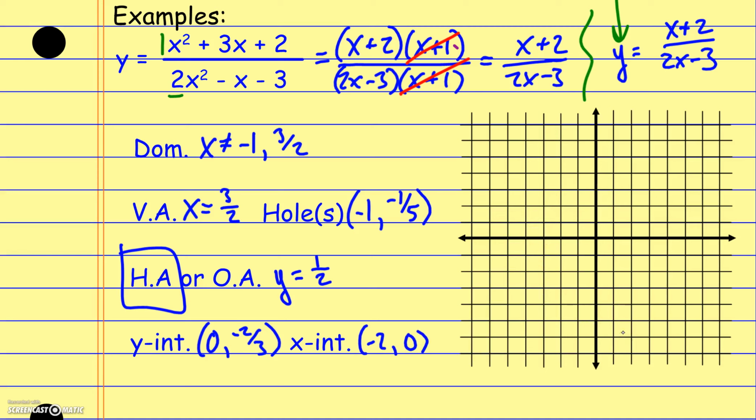All right? When we graph, you should always start with the asymptotes. So I'm always going to start with the vertical and horizontal asymptotes. So the vertical asymptote is at x equals 3/2, which is like 1.5. And again, I just do a dotted line for the asymptotes. For the horizontal asymptote, that's going to be at y equals 1/2. So I go up to 1/2 and I put a dotted line.